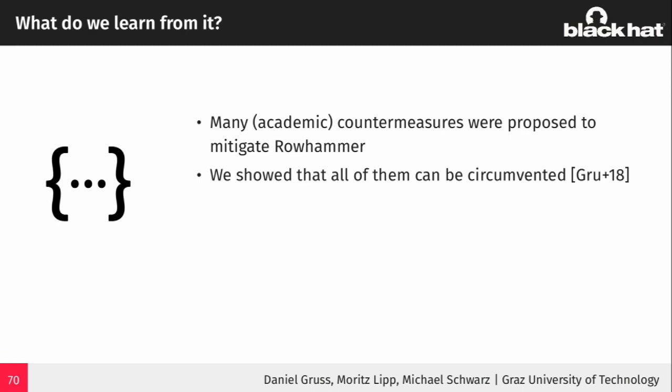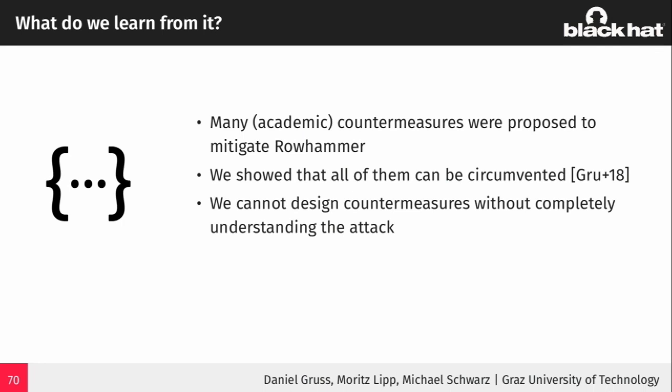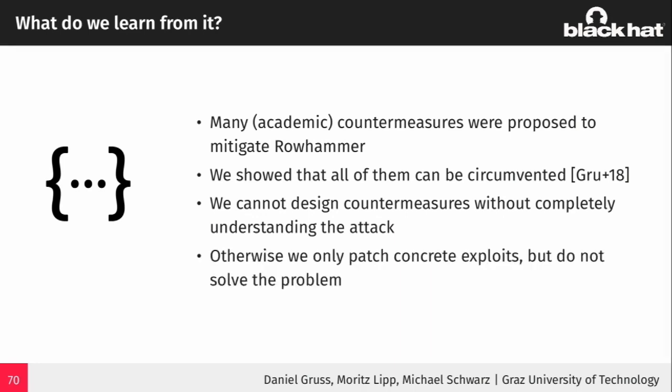But we've also seen that we can circumvent all of them. Yeah, we cannot design countermeasures in an effective way without completely understanding the attack first. So we had these wrong assumptions about this. We need 2 locations to hammer, and then we showed that's not the case. So as soon as we understand the complete attack, then we might be able to design good countermeasures. Yes, because otherwise we just patch a concrete exploit, but do not solve the problem entirely.